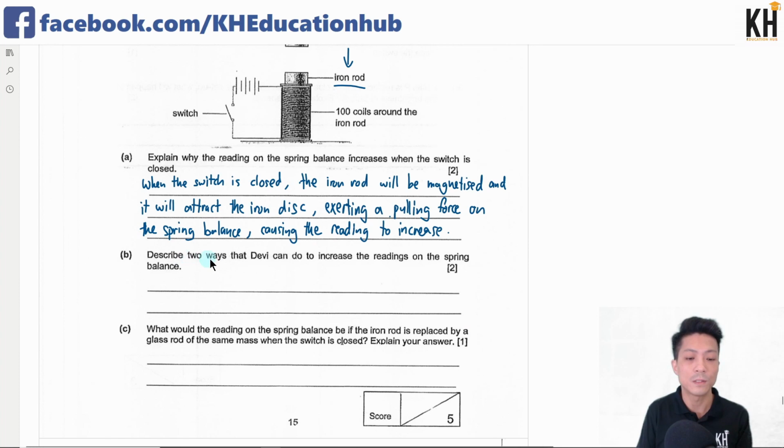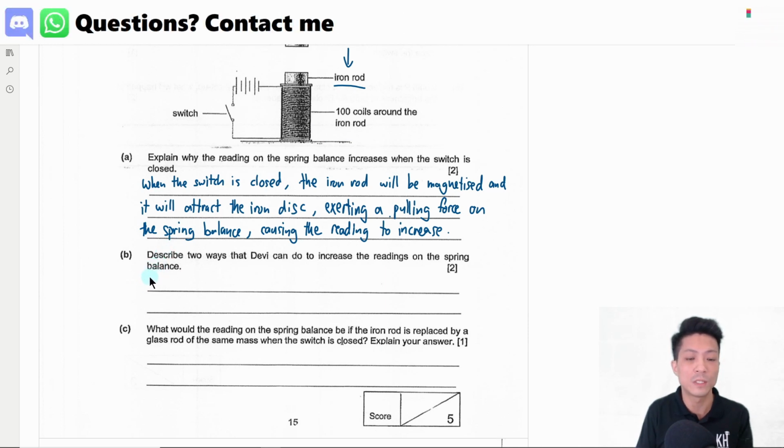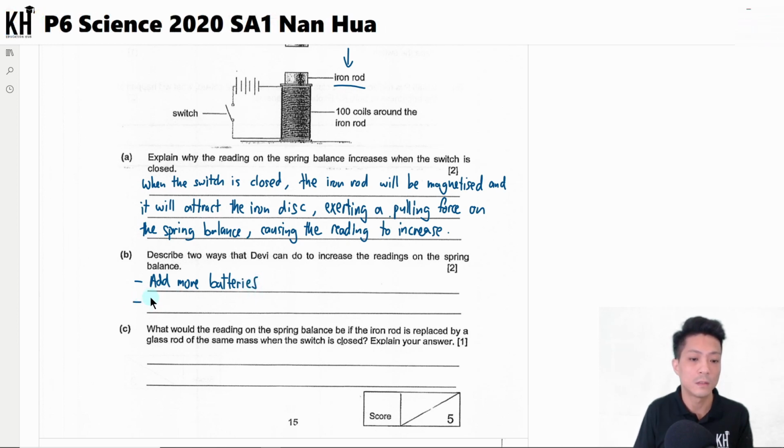Part B, describe 2 ways that Devi can do to increase the reading on the spring balance. If you want to increase the reading on the spring balance, you can increase the strength of the electromagnet. And you should know by now, to increase the strength of the electromagnet, we can, number 1, add in more batteries, or increase the number of coils around the iron rod.